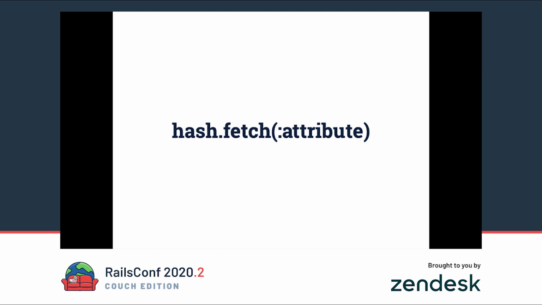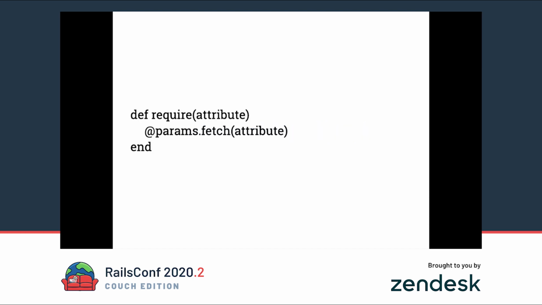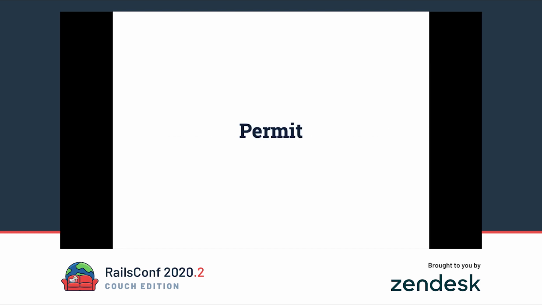To get a basic working implementation, we can implement this method using fetch. That may look like this, but we need to make sure that what it returns can also respond to permit. This is as simple as wrapping the results of the fetch in an instance of parameters. This gets us to a working functionality for require. Next, we need to implement permit.